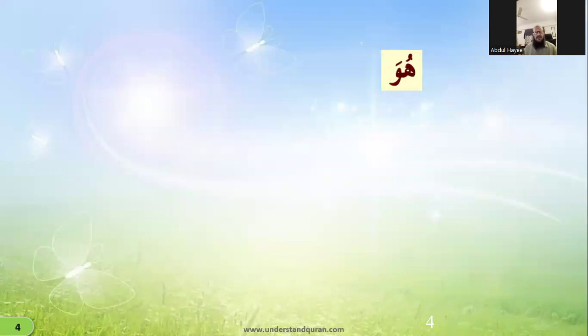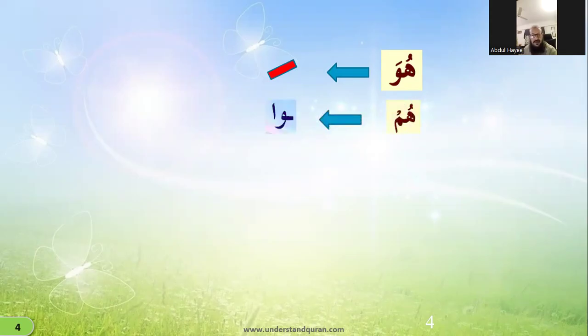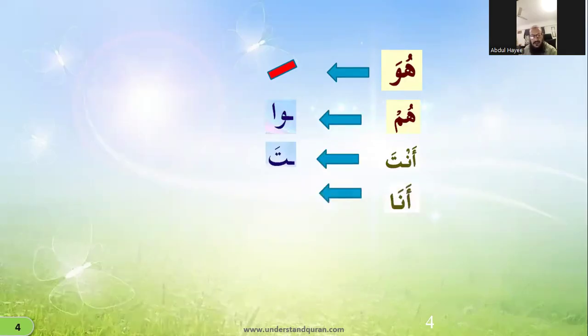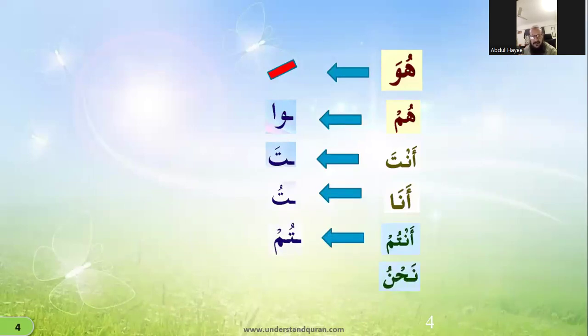We saw a few words in the beginning of QC1. They are called the pronouns, just like huwa. Its sign is fatha at the end of a verb. Hum, its sign is waw alif at the end of a madi verb. Anta, its sign is ta with fatha at the end of a verb. Ana, its sign is ta with dhamma at the end of a madi verb. Antum, the sign is tum at the end. Nahnu, its sign is na.